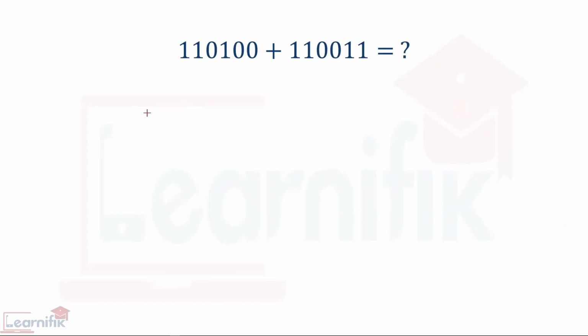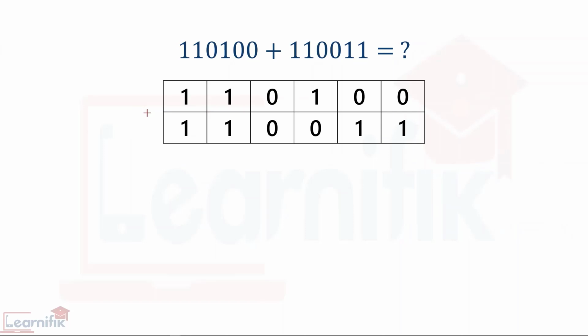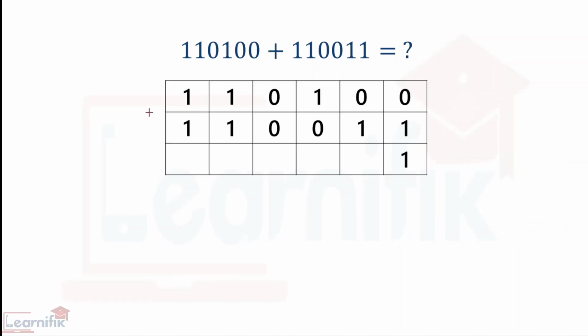Let's do another example together. In the first column, we have 0 plus 1, which gives you 1. In the second column, you have 0 plus 1, which gives 1. In column 3, you have 1 plus 0, which gives 1. In column 4, you have 0 plus 0, which gives 0.